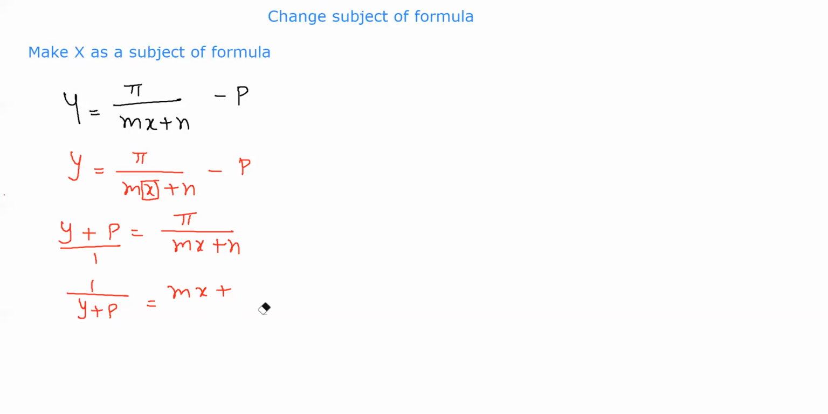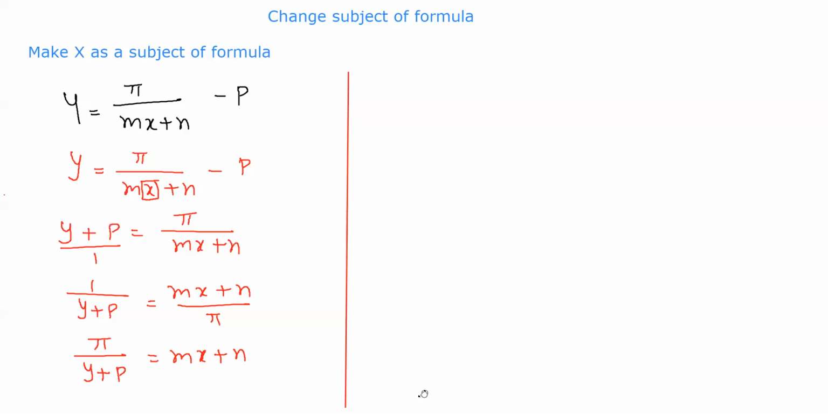mx plus how much? n. So mx plus n divided by pi here. Is this okay? Now this pi is in the denominator. When we shift it to the other side, it will come in the numerator. Pi divided by y plus p is equal to mx plus n here. Is this okay? Right.